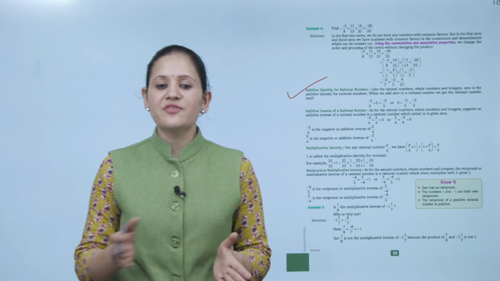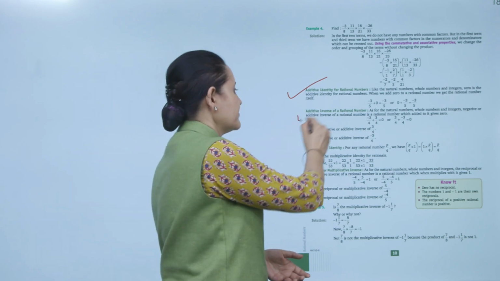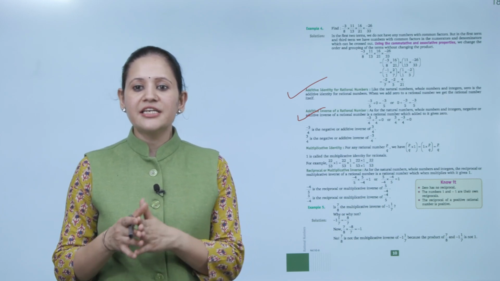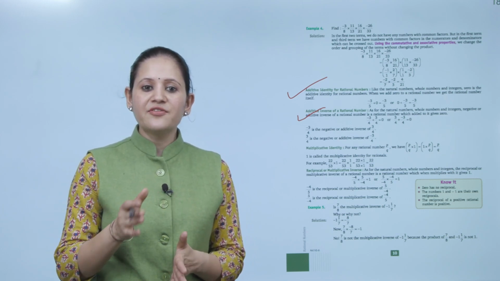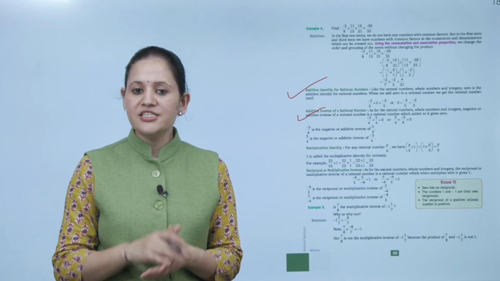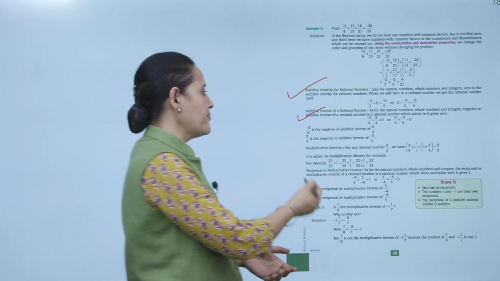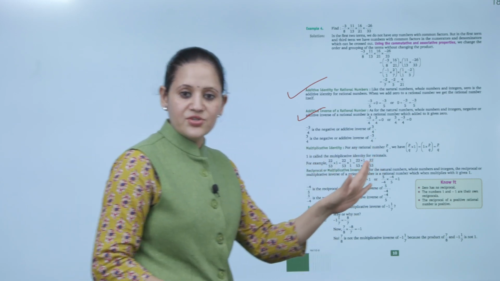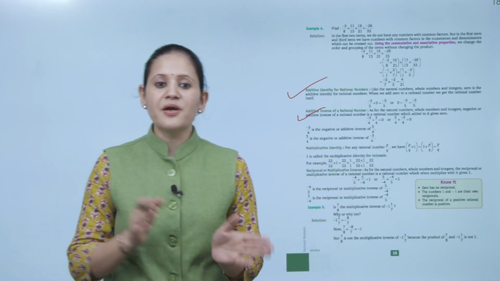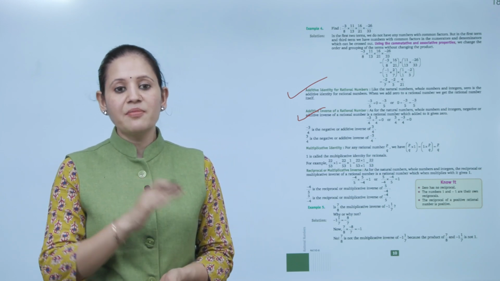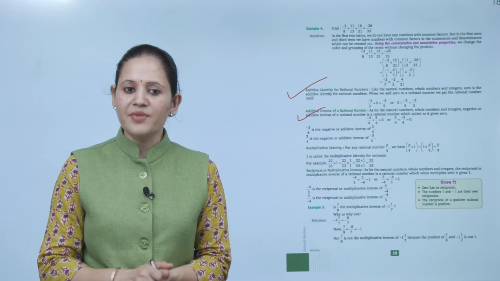Next is additive inverse of a rational number. As for the natural numbers, whole numbers and integers, the negative or additive inverse of a rational number is the rational number which added to it gives 0. Minus 3 by 4 plus 3 by 4, that gives you 0. So, minus 3 by 4 is the negative or additive inverse of 3 by 4 and 3 by 4 is the negative or additive inverse of minus 3 by 4.